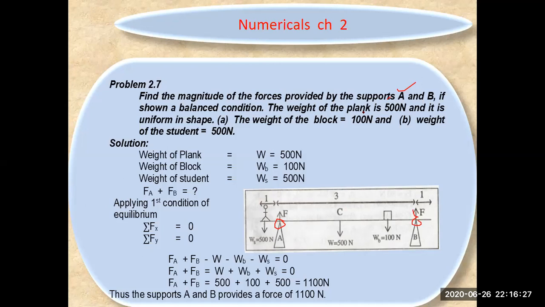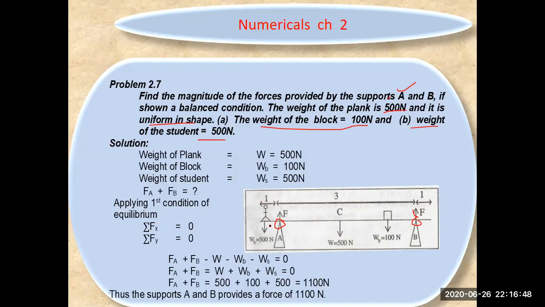The weight of the plank is 500 Newton and it is uniform in shape. The weight of the block is 100 Newton and the weight of the student is 5 Newton. So these are the givens. What you are asked is the magnitude of forces provided by A and B.